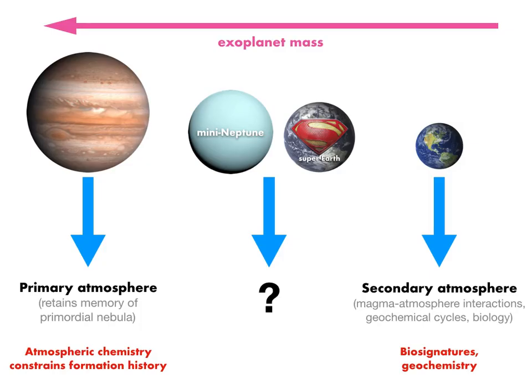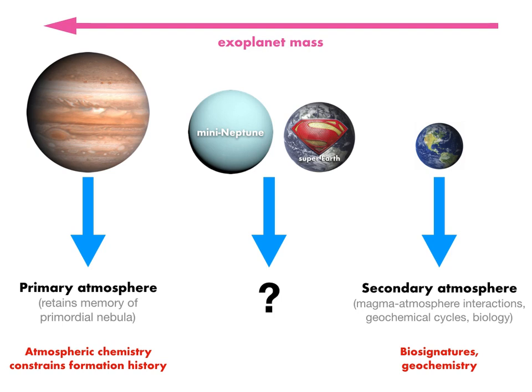So let's start with mini-Neptunes. Why are they interesting? It turns out that in a sense, the solar system biases our thinking. In the solar system, we have 4 gas or ice giants. These gas or ice giants have so-called primary atmospheres, meaning these atmospheres are made mostly of hydrogen and helium. They retain a memory of the primordial nebula out of which all of the planets form. The idea is that if you can study the atmospheric chemistry of the primary atmosphere, you can then extract information about the chemistry and therefore constrain the formation history.